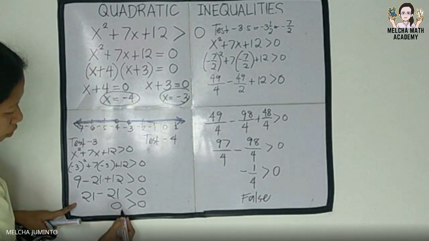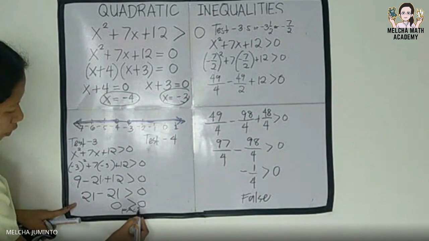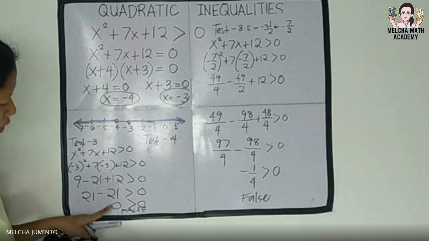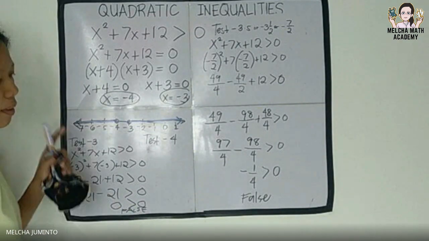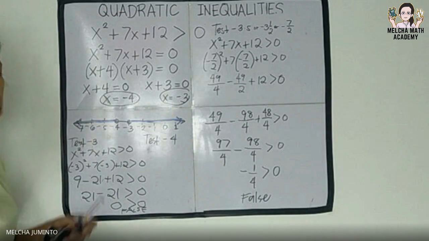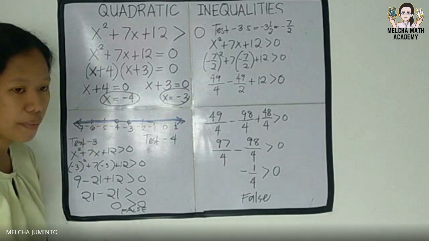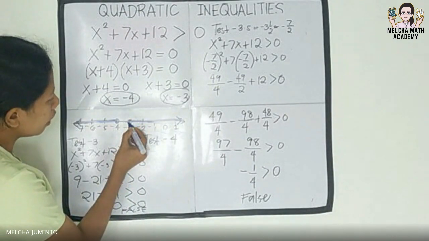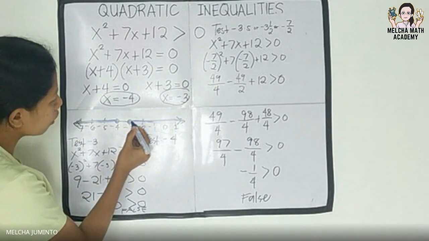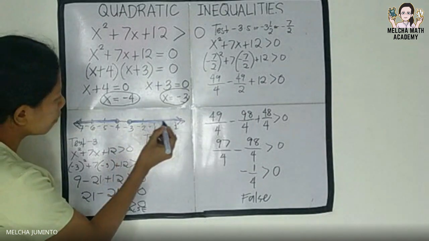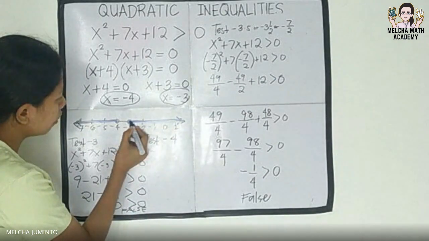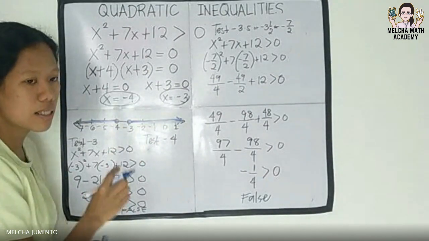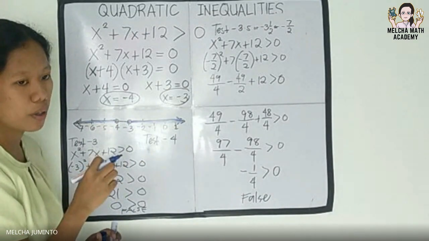That is false, because it should be equal. So 0 greater than 0 is false. That means negative 3 is not a solution. That's why you need to put a small circle here, a small circle for negative 3. This small circle shows that negative 3 is not included in the solution.